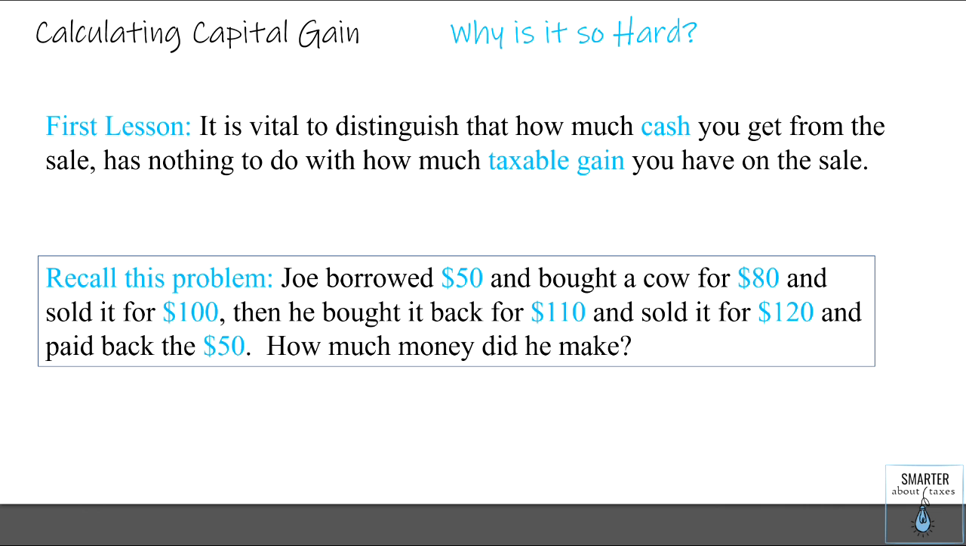People that are like me, that are used to doing these calculations, we know right away: $30. A lot of people struggle with this though, and if you look on the internet, how many people come up with weird and crazy different ways to do this? I don't know, but calculating gain on sale is a lot like this problem. So we're going to walk through it step by step. Just remember, how much cash Joe got has no bearing at all on what Joe's gain is.